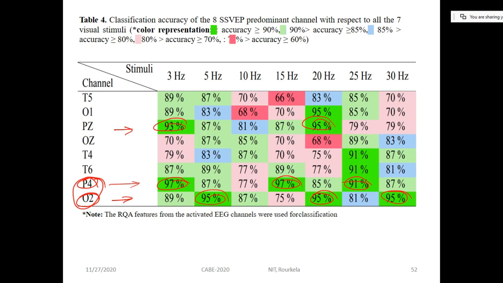And after drinking the coffee, the P4 and the O2 channels are being excited the most, and they cover most of the frequency components. Except this 10 hertz, you see, combining these two channels, we get all the frequency components being excited. And if you look into the 10 hertz component, none of the channels gives you a better result.